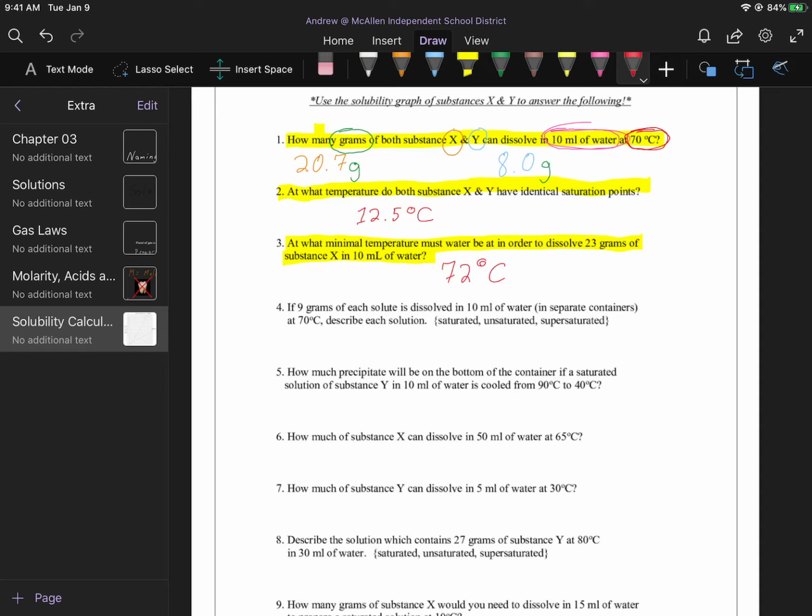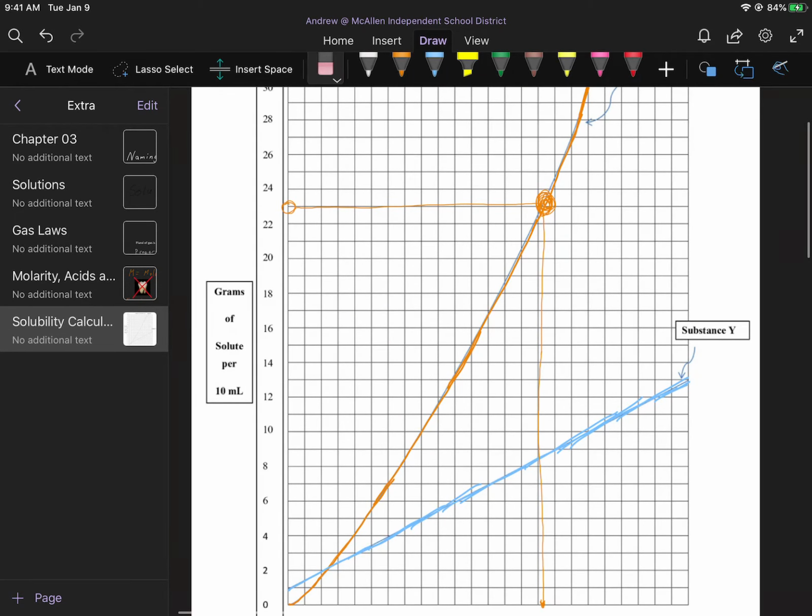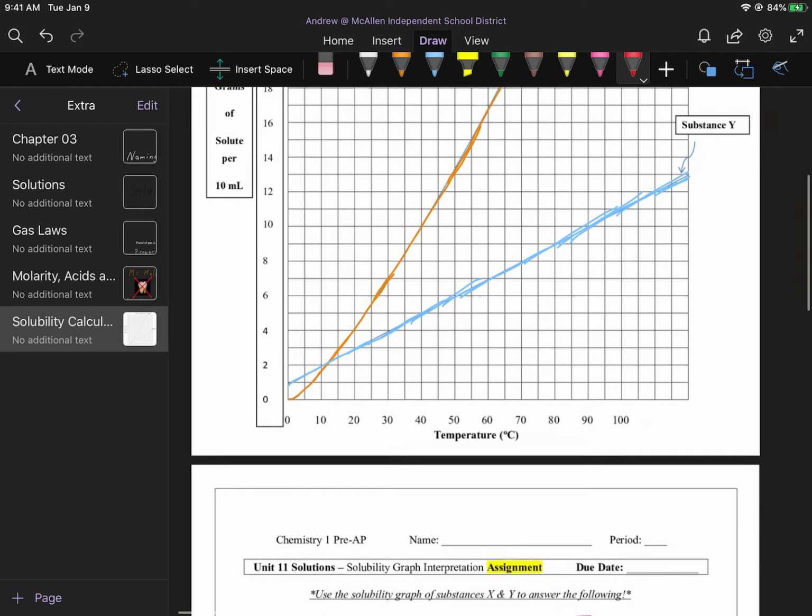Excellent. Number 4. If 9 grams of each solute is dissolved in 10 milliliters of water in separate containers at 70 degrees Celsius, describe each solution. Is it saturated, unsaturated, or supersaturated? So, we need to go to 70 degrees Celsius. Oops, first we need to clean up our graph. Got too much going on in there. There we go. So, 70 degrees Celsius.